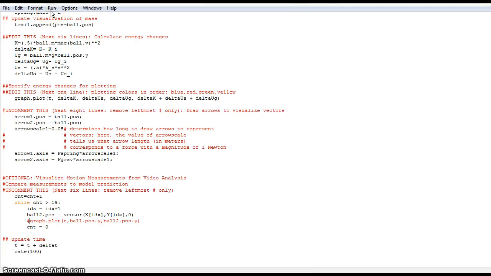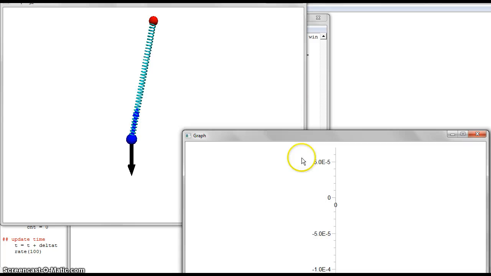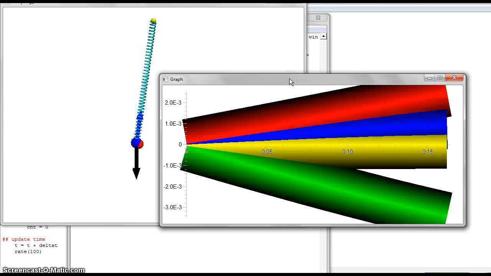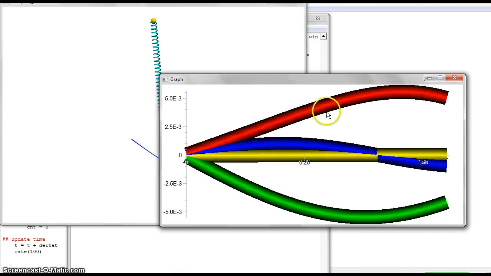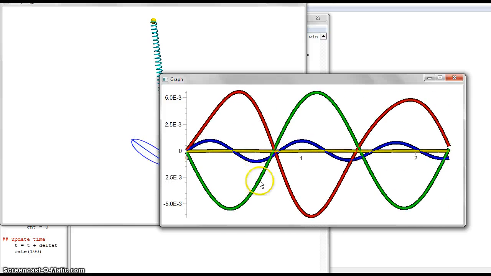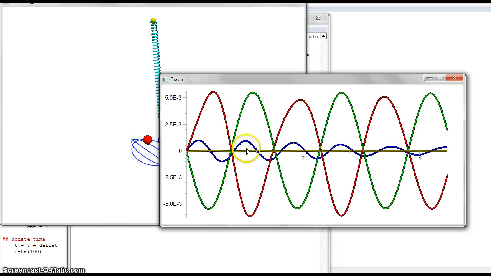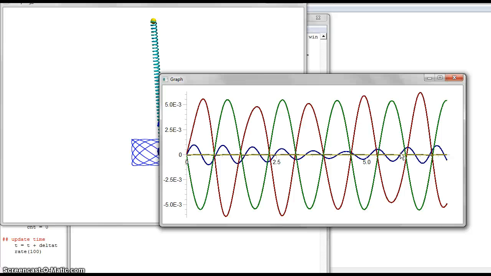By commenting out a few lines of code, another graph is made showing all the energies in the system. The blue line is the change in kinetic energy, the red is the change in spring potential energy, the green is the change in gravitational potential energy. The yellow is the sum of all the energies, which is equal to 0.